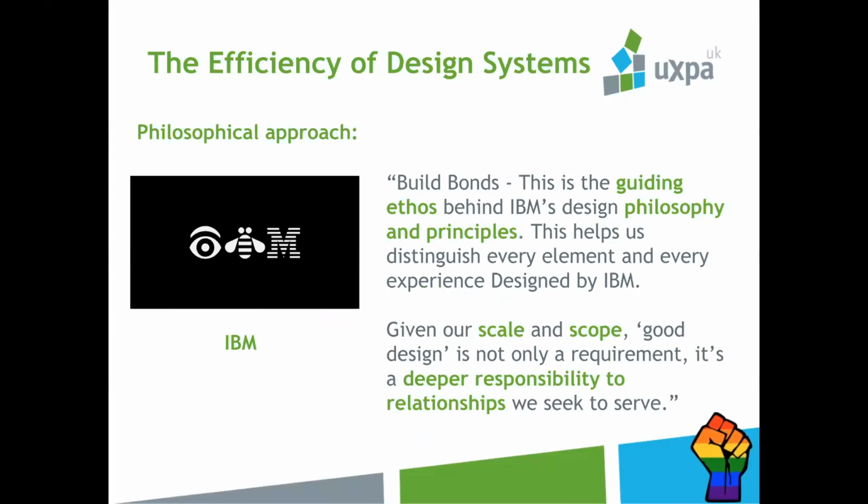And then finally we have IBM, who consider their design system to be about building bonds. They have a guiding ethos behind their philosophy and their principles, and they use this design system to help them distinguish every element and every experience that they design. But they're also realistic, and they say that they're very cognizant of their scale and their scope, and that good design isn't their only requirement, but it's a deeper responsibility to the relationships that they create. So I like to group this as their philosophical approach.